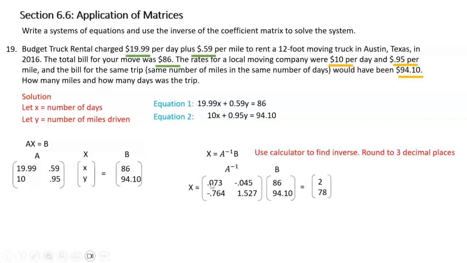If you multiply 0.073 times 86 and negative 0.045 times 94.10, and add them, it should give us 2. Then we multiply negative 7.764 times 86 and 1.527 times 94.10, and add them, it should give us 78. That's how we got the answers. I believe that's it for this PowerPoint, guys. So it was 2 days and 78 miles. The trip was 2 days and 78 miles long. That's how we apply this method of solving this type of problem.